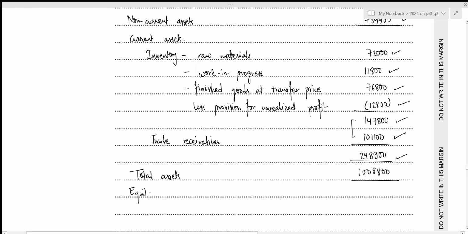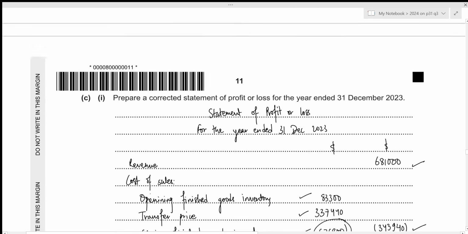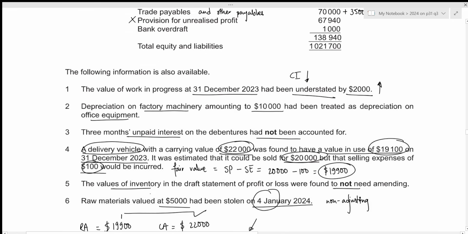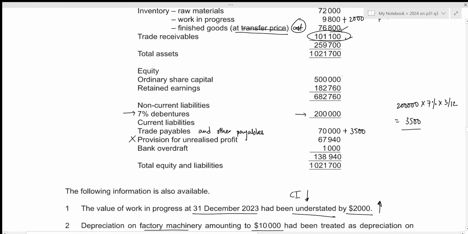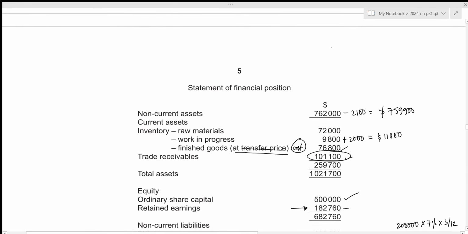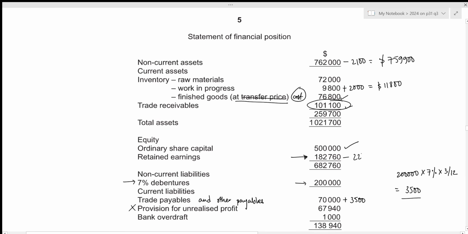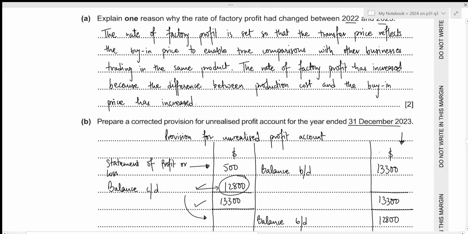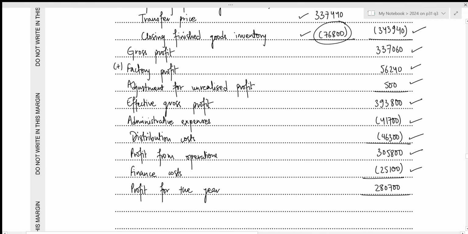Okay, now we can move towards the equity section. I don't think there were any changes for equity, so we can just copy down the exact same amount. We have the ordinary share capital of 500,000. Okay, there will be changes in the retained earnings because this retained earnings includes the draft profit for the year. So that should be removed, which was 229,160. Then we should include the correct profit for the year, which we recalculated. This one, 280,700.